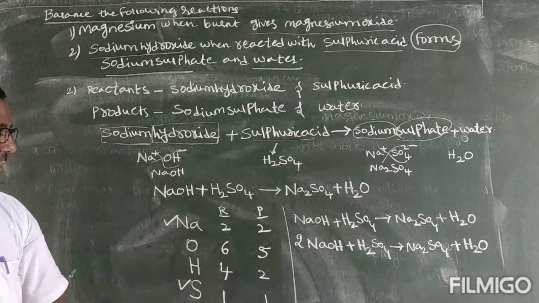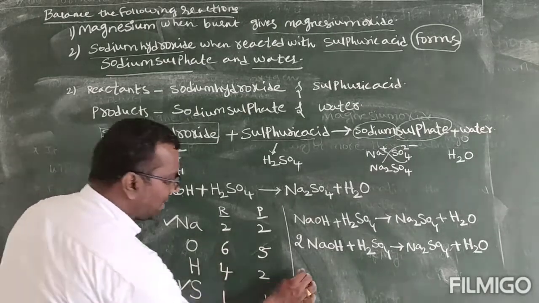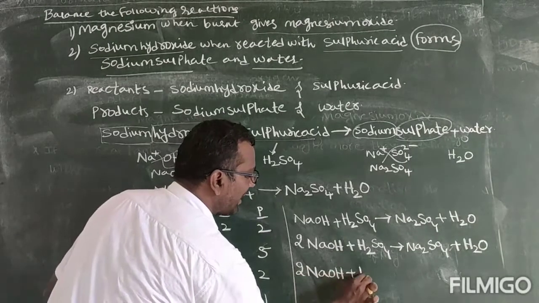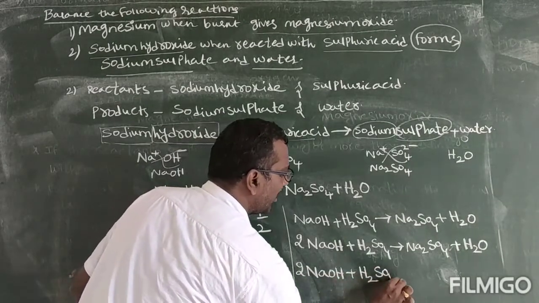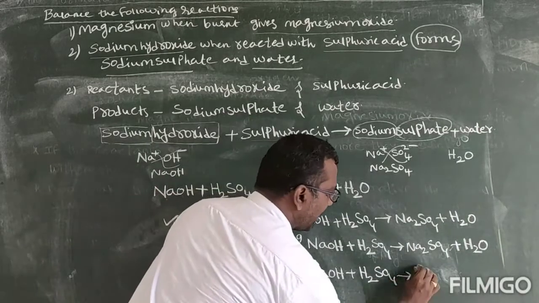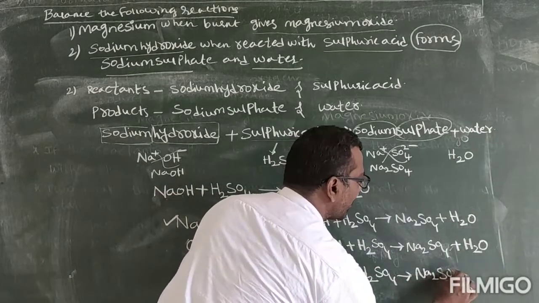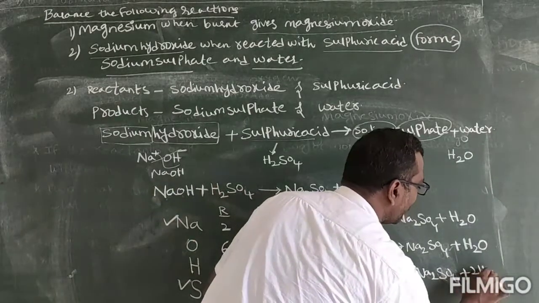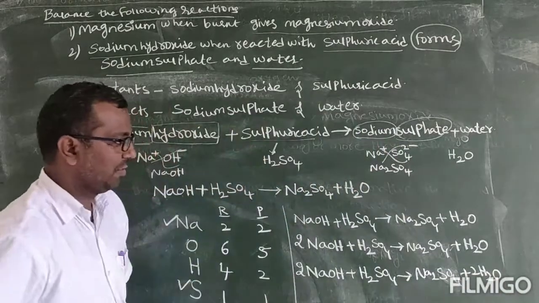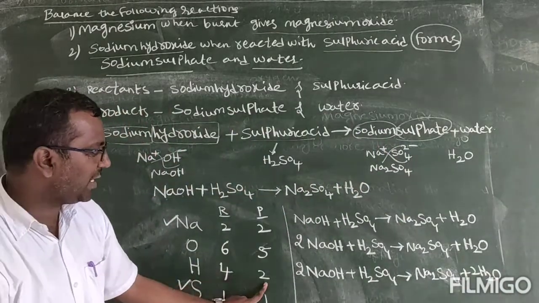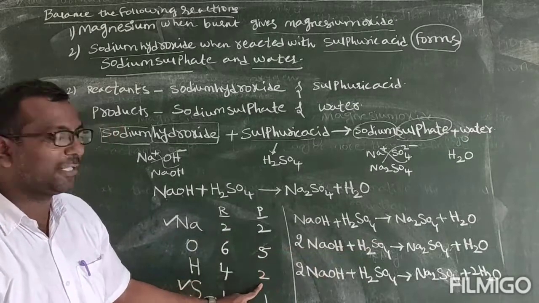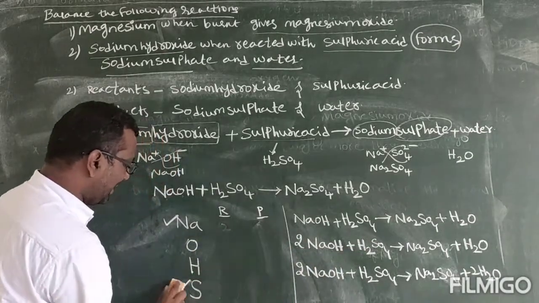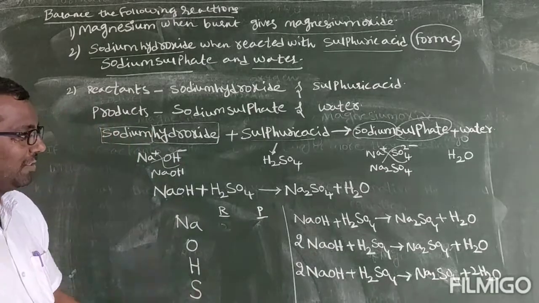What shall we do now? So first what will I do? 2 NaOH plus H2SO4 gives rise to Na2SO4 plus 2H2O I will write. Why? Here 4 is there, here 2 only. So I multiplied and I will get 2 to the 4. Now again I will check whether the reactants and products are balanced or not.